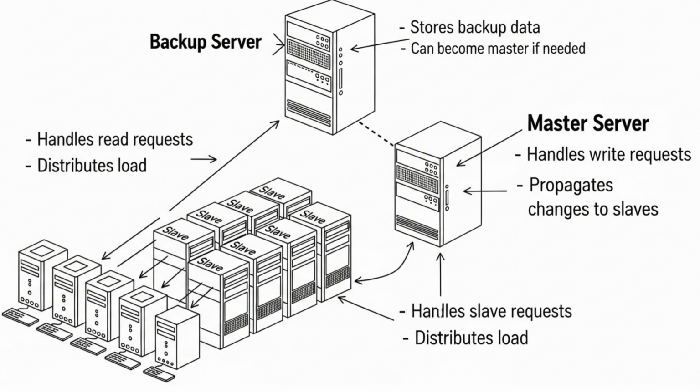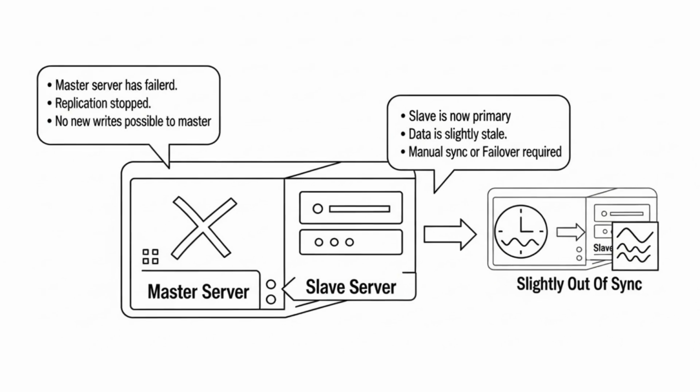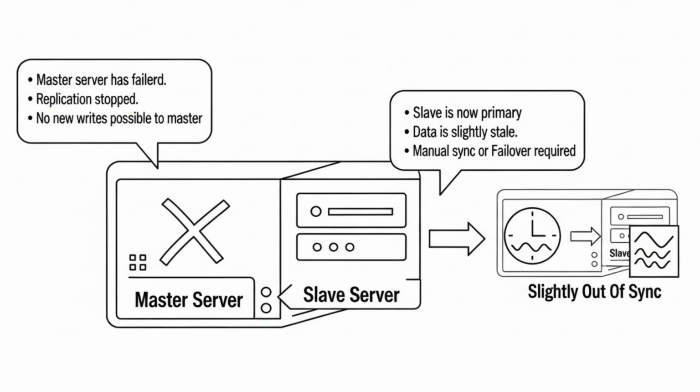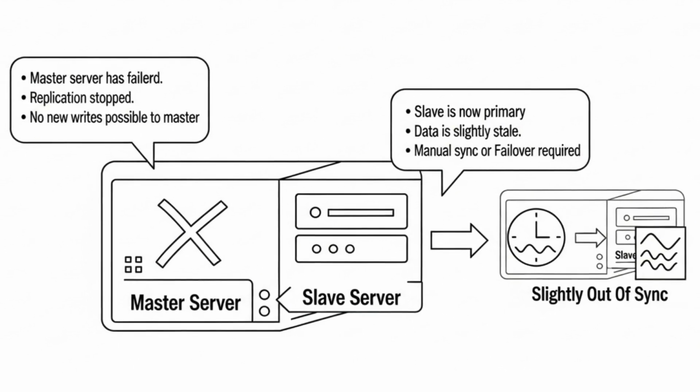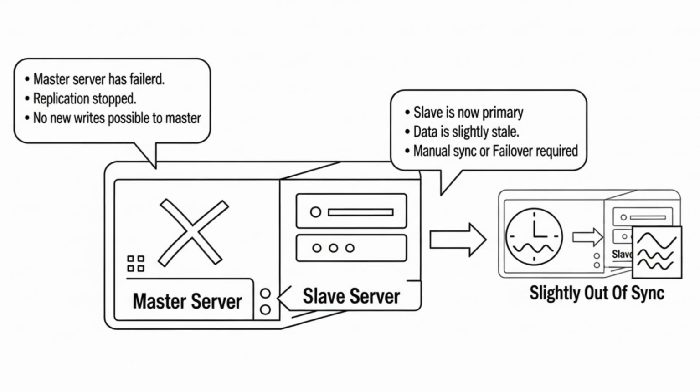While master-slave replication is powerful, it's essential to understand its limitations and challenges. It's not a silver bullet for every problem. Firstly, the biggest challenge is the single point of failure. Since only the master handles all write operations, if that master server goes down, your application's ability to write new data grinds to a halt. New transactions become impossible until a new master is successfully promoted.